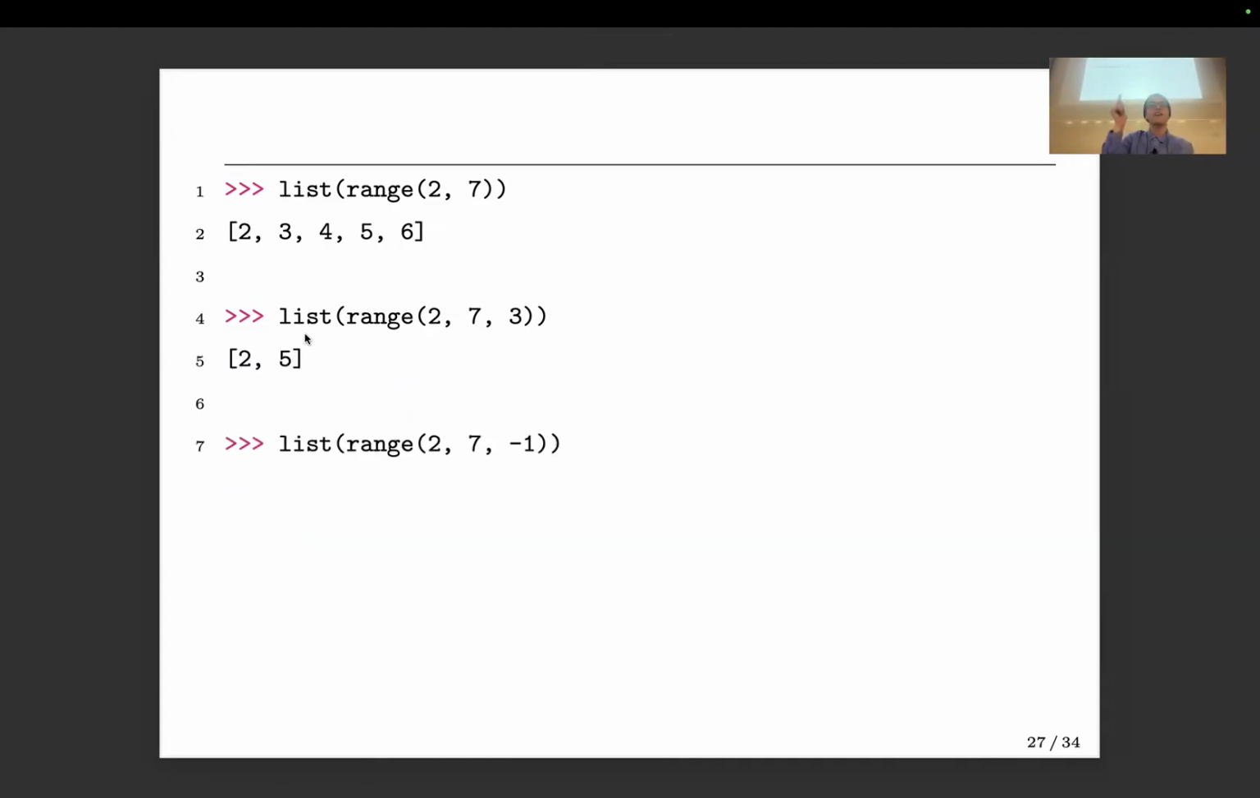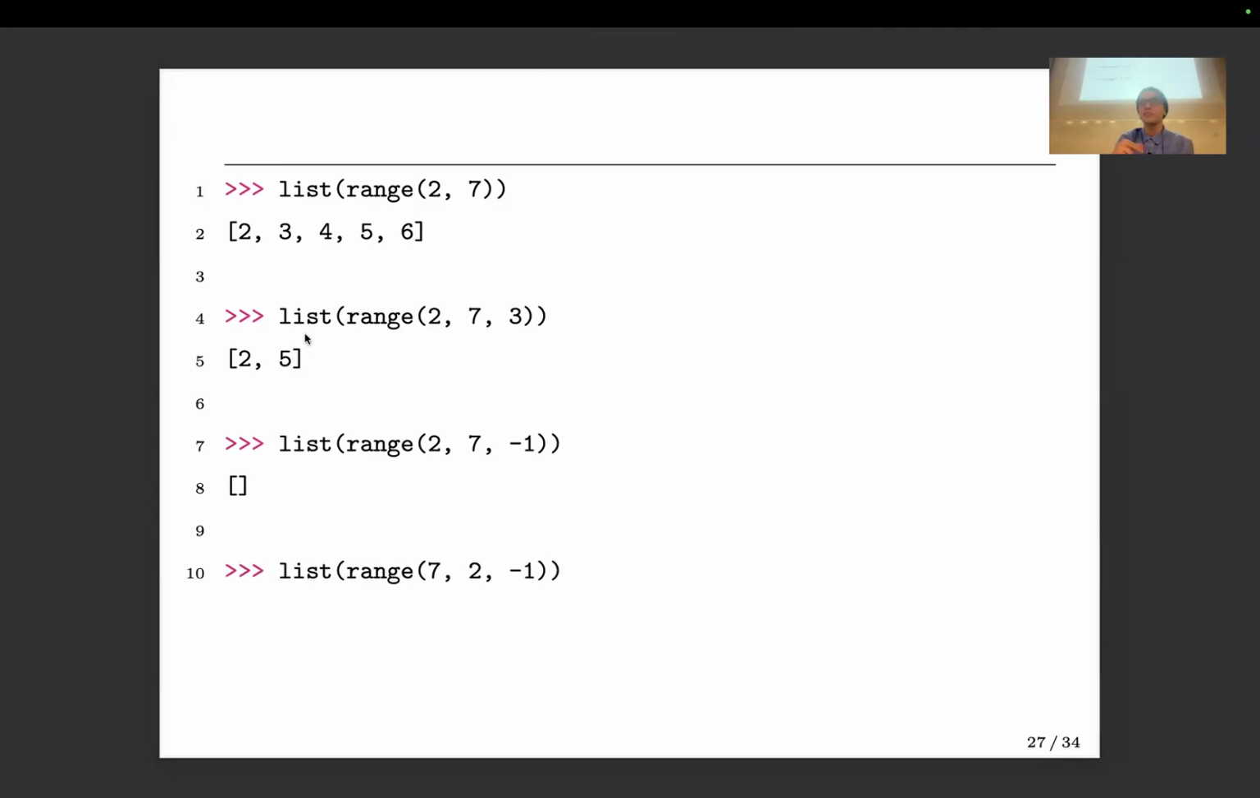Can we walk from 2 to 7 backwards? No, we can't. So what do we expect to be returned here? In this case, it returns empty. There's nothing in it. It tried, but there's no step that it could actually make.